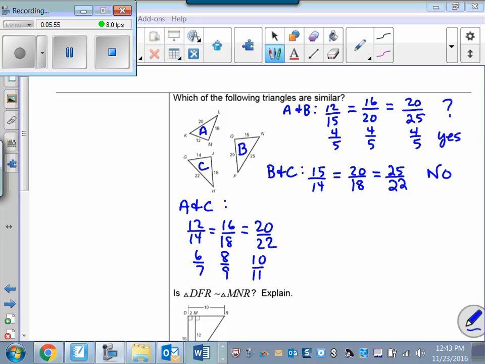Alrighty, so when I write the ratios of the corresponding sides for triangles B and C, right away I can see that the corresponding sides are not proportional because I can't simplify this, I can't simplify this one, so no, I know those triangles are not similar. When I put down my ratios for the corresponding sides for A and C, I do get 3 fractions that I can simplify, but when I simplify them, I see that they're all different, 6/7, 8/9, 10/11. So no, these are not similar either. Only triangles A and B are similar.